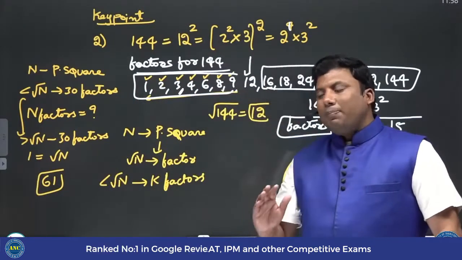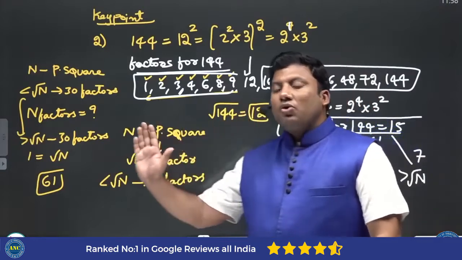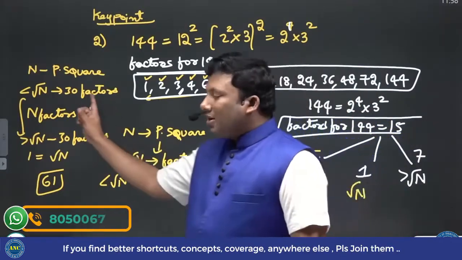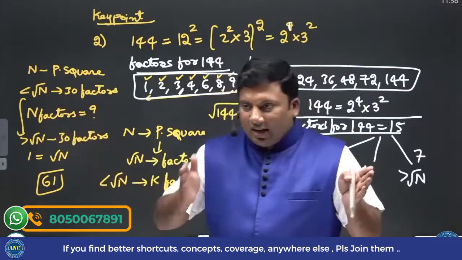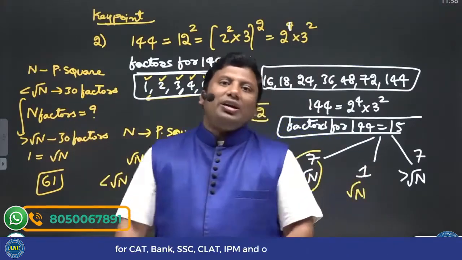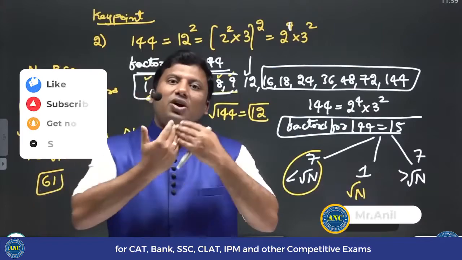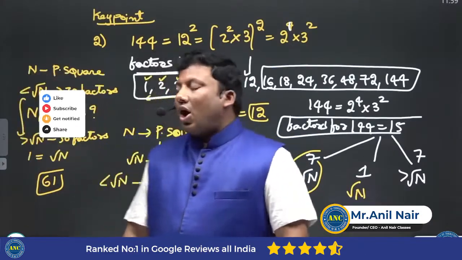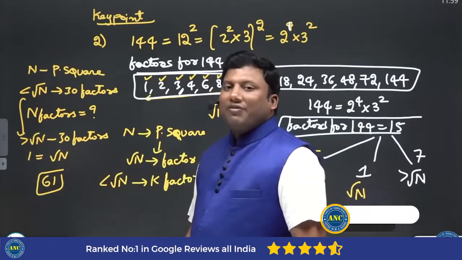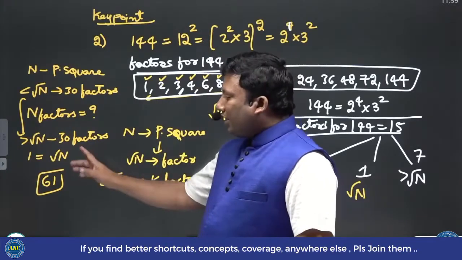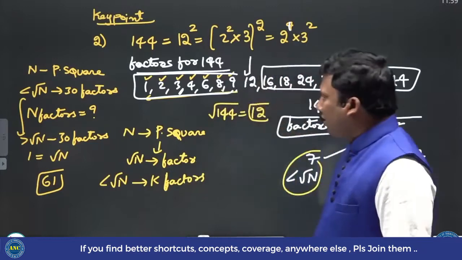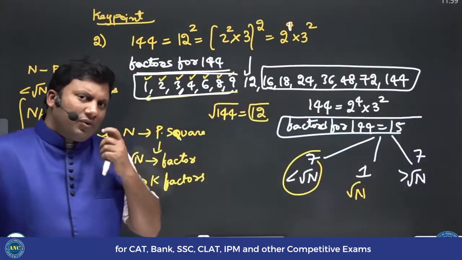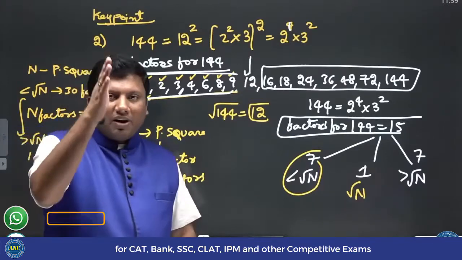If a number is a perfect square, the number of factors less than root n and greater than root n will be the same: less than root n 30, greater than root n 30. You cannot just add 30 plus 30. Why? Because it is a perfect square, and a perfect square always has an odd number of factors. So there will be one factor which is root n. 30 plus 30 plus 1 is 61. Very, very important key point.